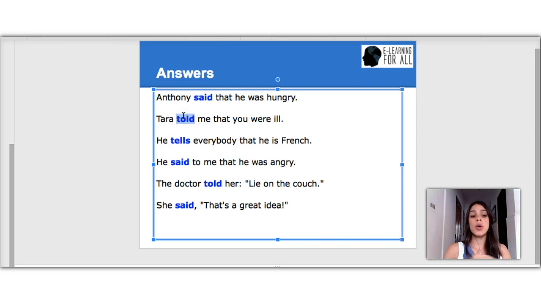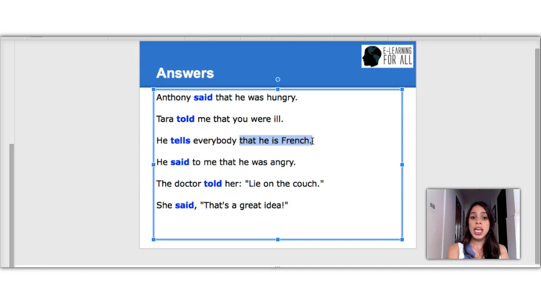Told me because we use tell with someone. Tell someone something. So, me is someone. And something is that you were ill. Got it? Okay. He tells everybody that he is French. Tell, why? Why are we using tell? You got it, because everybody is someone and that he is French is something. So, tell someone something. Perfect.